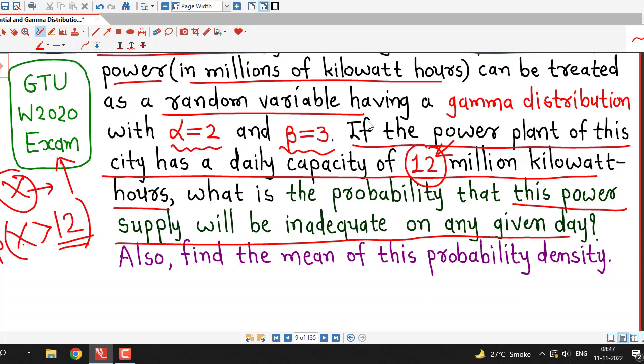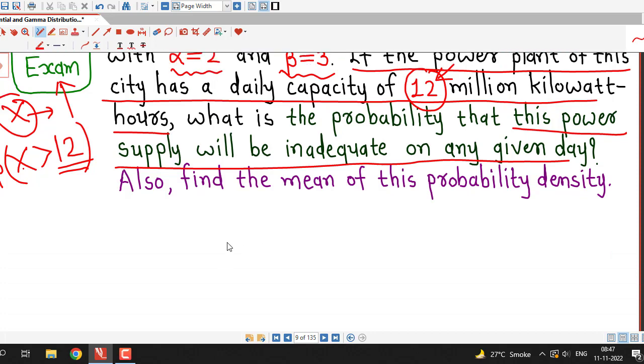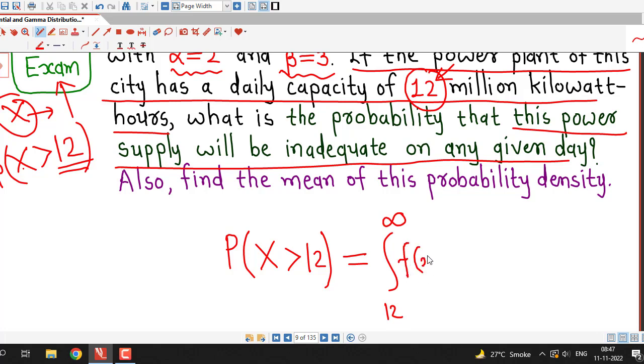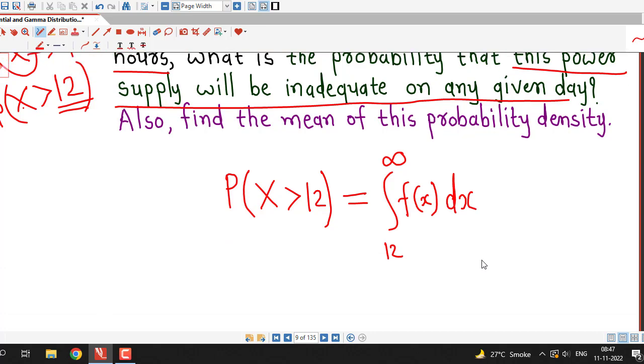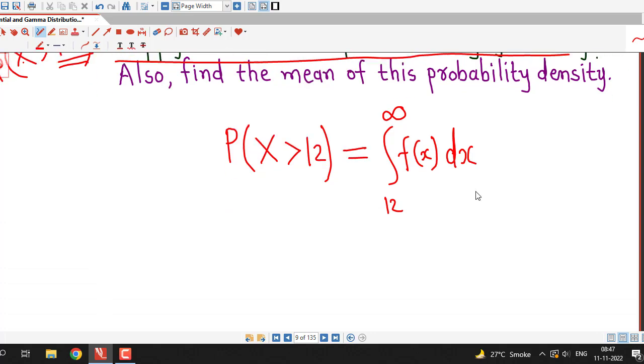Now it is given that X is a random variable with parameters alpha equal to 2 and beta equal to 3, and to obtain this probability we will require the probability density function. By the definition, this is nothing but the integral from 12 to infinity of the probability density function of gamma distribution with respect to x. So we have to obtain this integral.